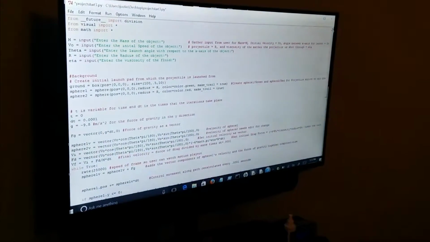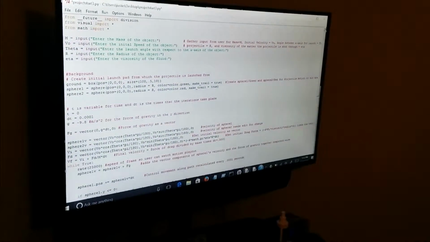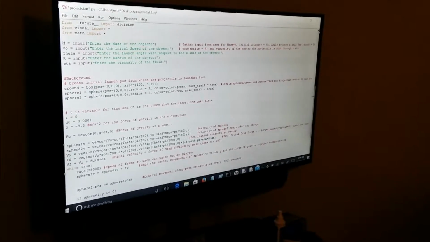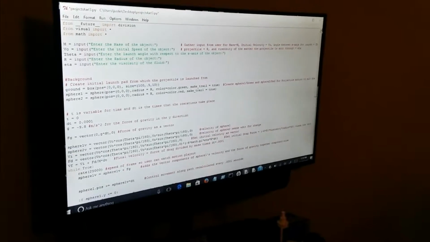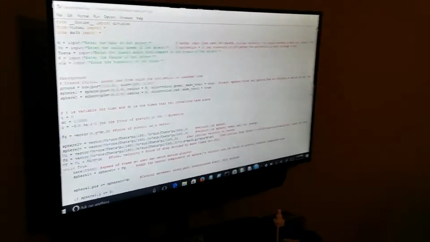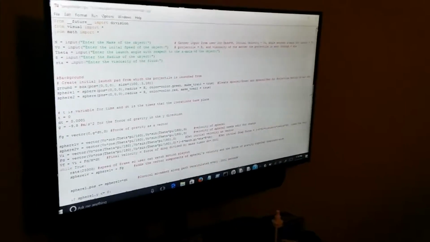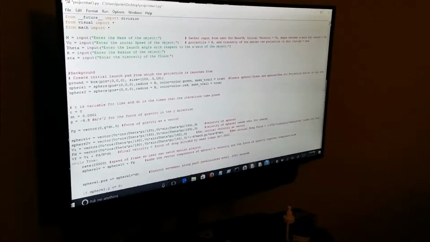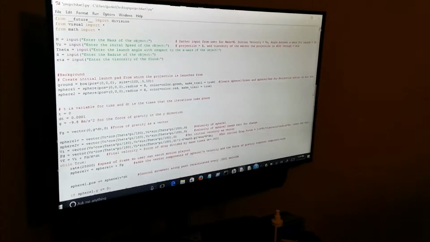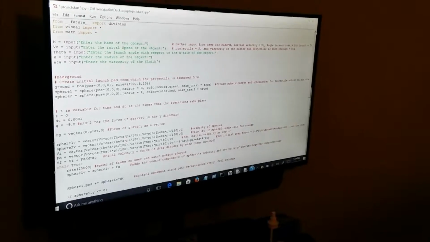Here you can see we have our regular imports, but we also added a third import, which is the math import, so we could use terms like pi and other things like that. Below that, we have all our inputs: our mass, which is the mass of the object; our initial velocity, which is the initial speed of the object; theta, which is the launch angle with respect to the x-axis; r, which is the radius of the object; and eta, which stands for the viscosity of the fluid. Like I said, those are all inputs, so you can tweak the numbers.